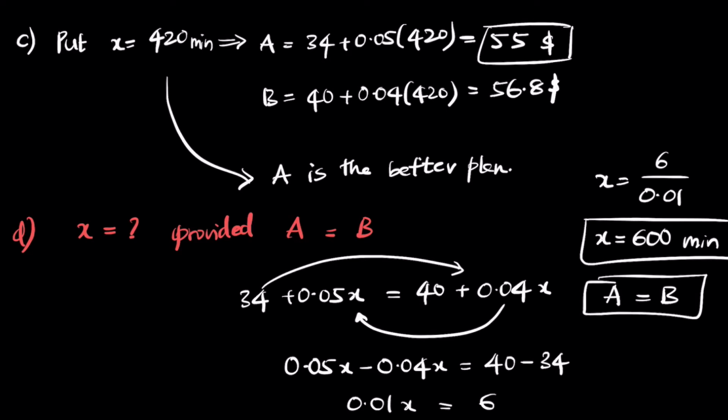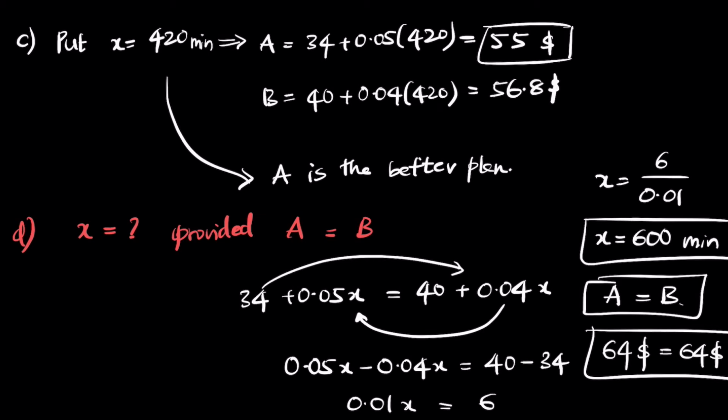So this is the amount that you are going to end up with. When you set x equal to 64, you should get $64 for company A, and you should also get $64 for company B, which means that when you use 600 minutes, both plans give you the same amount, right? So this is how you can model the data and solve problems.